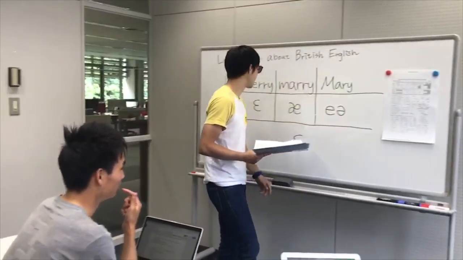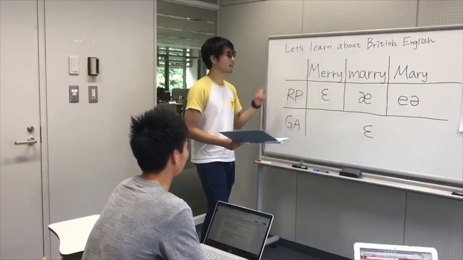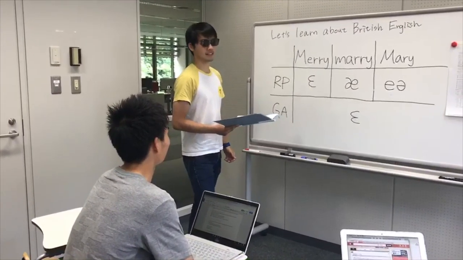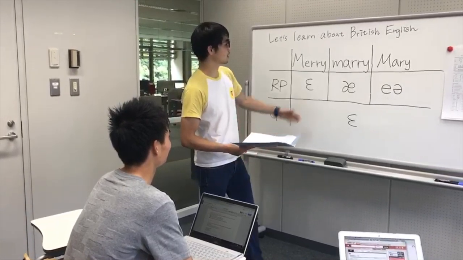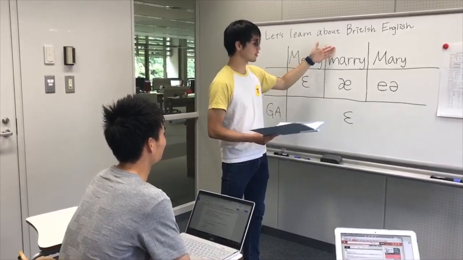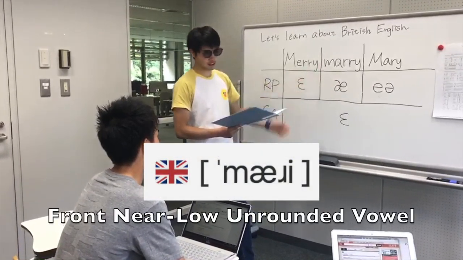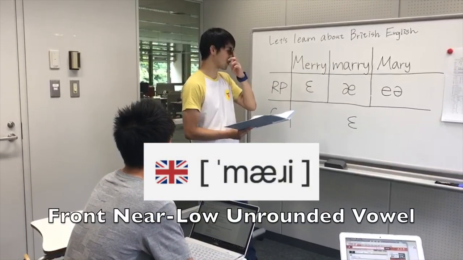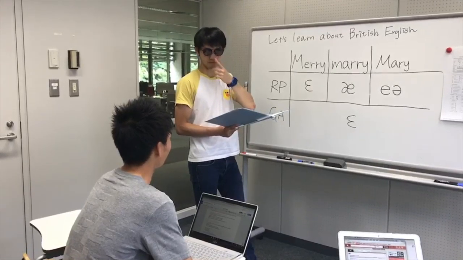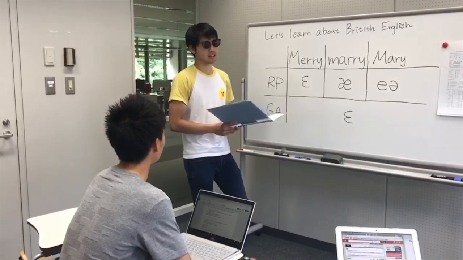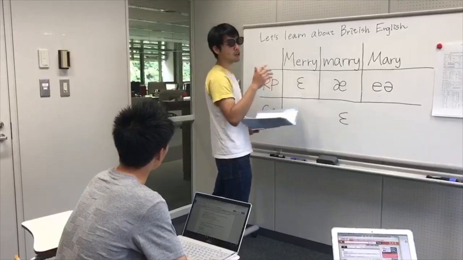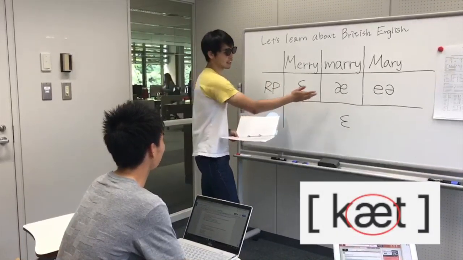Now, can you pronounce Mary again? Mary. Okay. Next one. Mary is this vowel. This vowel is a front, near-low, unrounded vowel. Mary. So it's kind of, do you know the word cat? Cat has the same vowel.